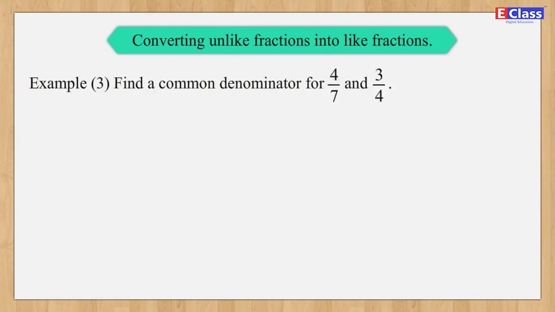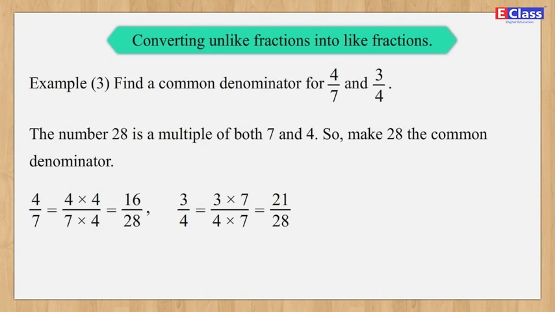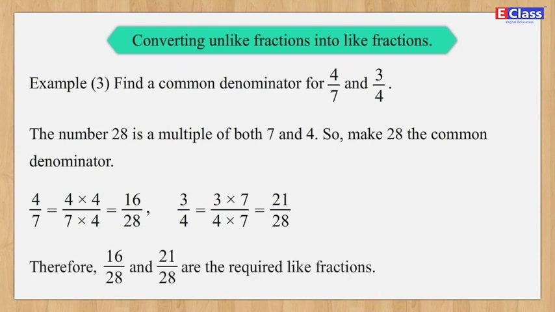Example 3. Find a common denominator for 4 upon 7 and 3 upon 4. The number 28 is a multiple of both 7 and 4. So, make 28 the common denominator. 4 upon 7 is equal to 4 multiplied by 4 upon 7 multiplied by 4, which is equal to 16 upon 28. 3 upon 4 is equal to 3 multiplied by 7 upon 4 multiplied by 7, which is equal to 21 upon 28.